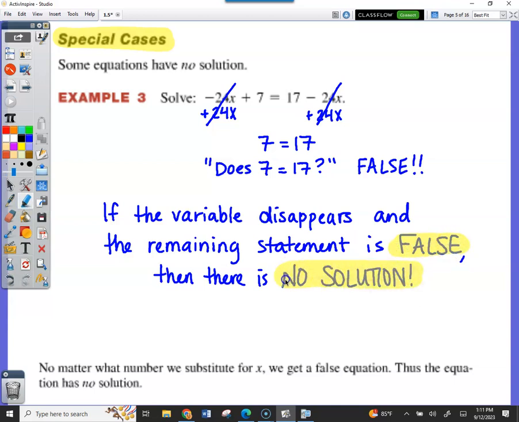You might want to highlight that when it's false, there's no solution. That's the takeaway here. You can even come in here and do the slash. Now go to the next one.